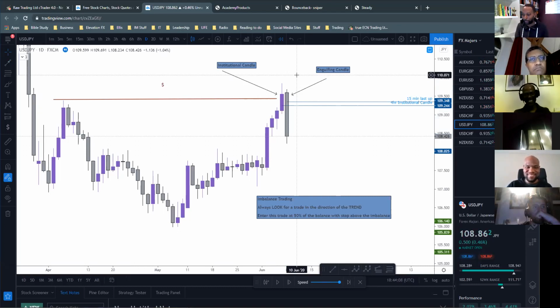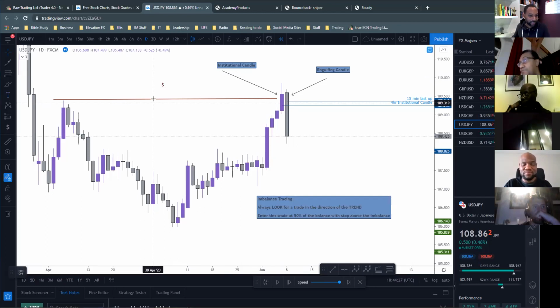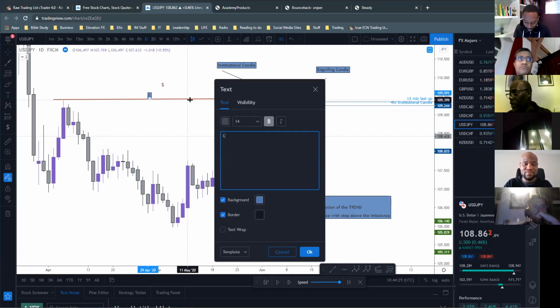And once you see them, you just know that I got my bun and cheese. I got my whatever it is that you love to eat. So cool. I love to see this setup of an institutional candle followed by an engulfing candle that takes liquidity. Man, this is money waiting to happen right here.